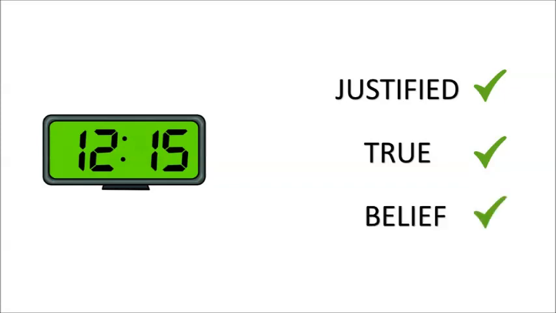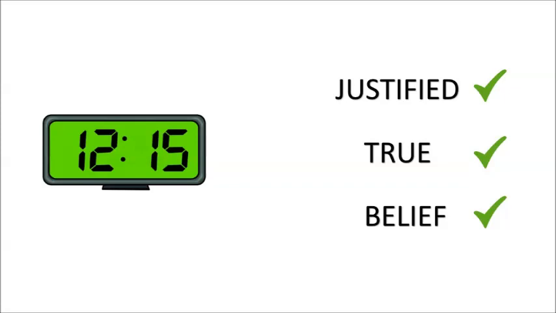You looked at a clock, and you typically take that as a good, reliable way to find out what time it is. Suppose that at that very moment, in fact, it's 12:15. So what do we have here? If this is you or me, I have a belief that I'm justified in believing that it's 12:15. It's true that it's 12:15. I believe it. So I have a justified true belief that it's 12:15.